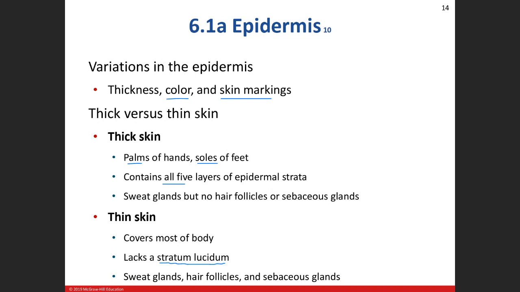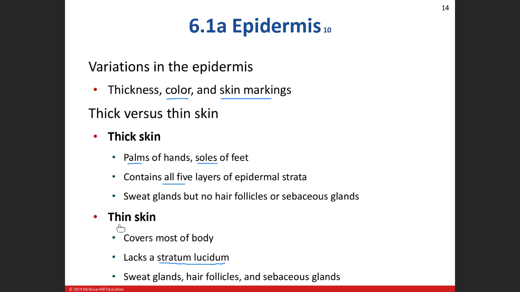Okay. One other thing. All right, in our thick skin here, we have sweat glands, but no hair follicles. And if we don't have hair follicles, we don't have sebaceous glands. Can't have one without the other. Okay? If you think about it, you can cheat. It's not really cheating. Just look at your palm of your hands. You have no hair there. Okay? You don't have any hair on the bottom of your feet. All right? That means you have no hair follicles. That means you have no sebaceous glands. Okay? So that's another characteristic of thick skin.